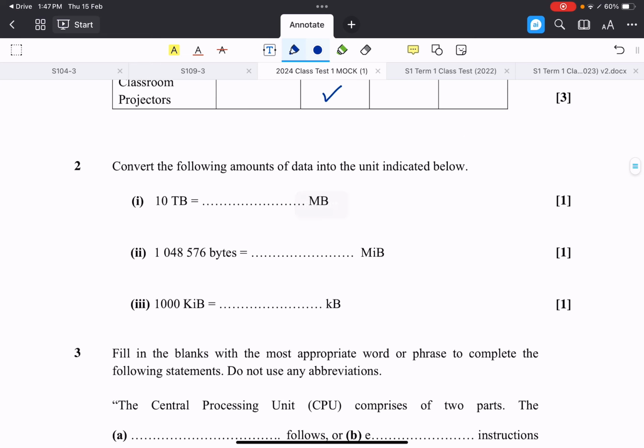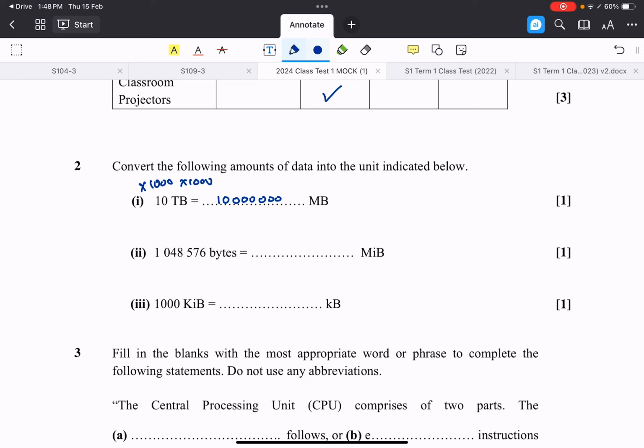Now the second question, they want us to convert the following amount of data into the units indicated below. So we have 10 terabytes. How do we get them into megabytes? Well, we need to multiply by 1,000 and then multiply by 1,000 again. So you do that, you should get 10 million. So there we go, 10 million megabytes is 10 terabytes.